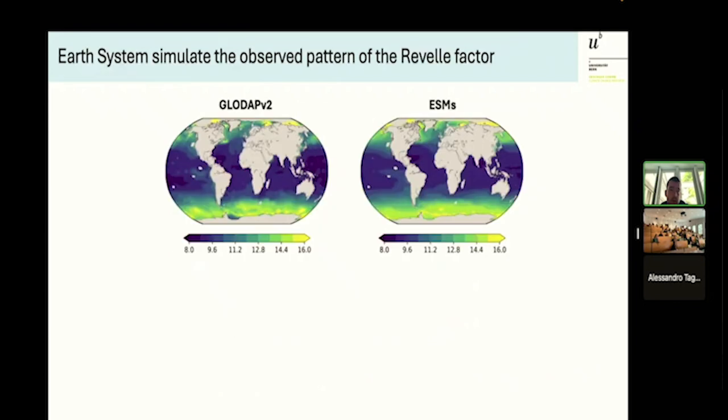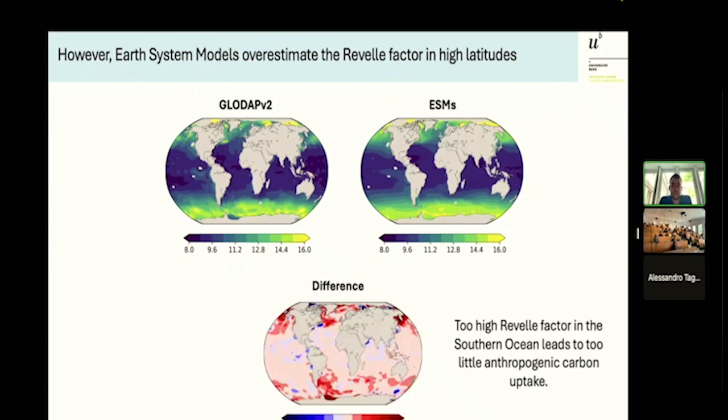And then if you look at how models compare, how they simulate the Revelle factor, they do a very good job in general. So the patterns are similar, with high Revelle factors in the Southern and Arctic Oceans, and lower Revelle factors in the tropical oceans. And so they look very similar, but if you go into the details and the differences, you can really see that there's a difference in the polar oceans.